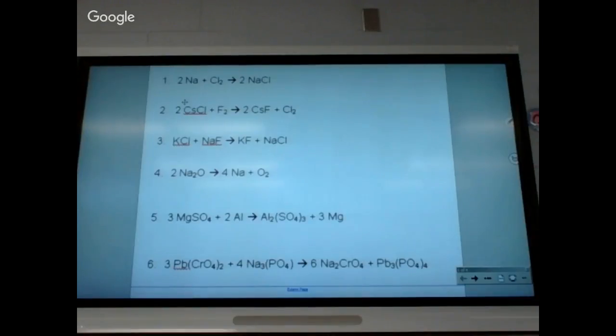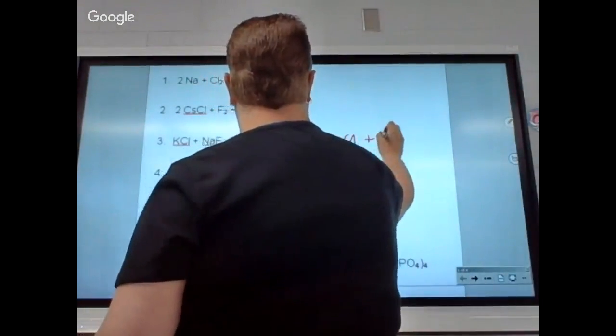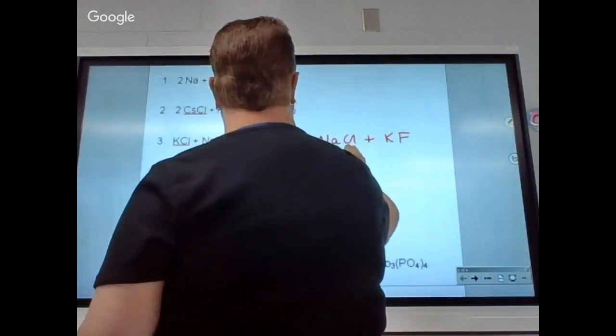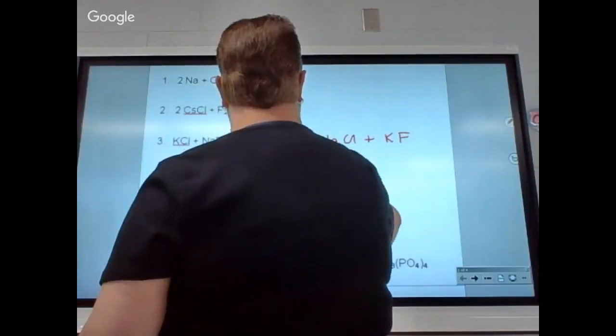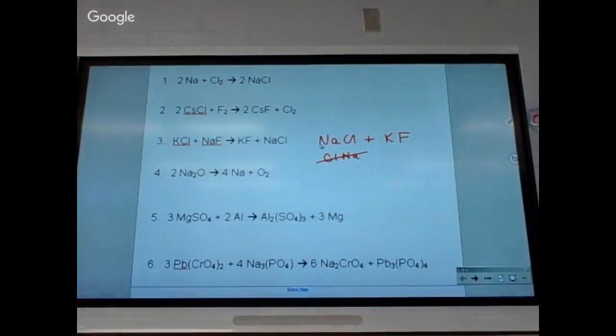It doesn't matter what order they're in, as far as switching the positives or switching the negatives. Depends on what you mean by that. If you're just talking about number 3, I had NaCl first and then KF. If you have this plus KF, that is fine. But if you had Cl and A, that would be wrong, because you can't put the negative element first.